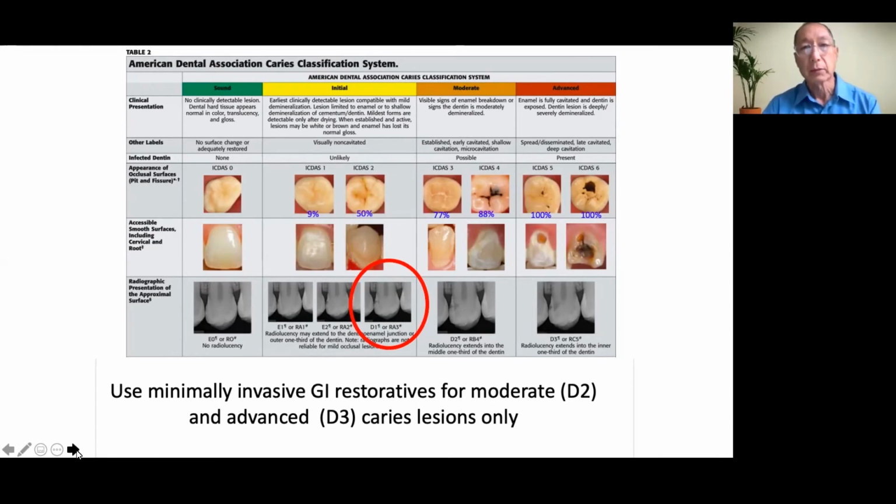So the ADA Council of Scientific Affairs came out with a paper saying that it is unlikely to have infected dentin. Another way to say it is it's unlikely to be fully cavitated, because if there's any remaining enamel, the bacteria can't get into the dentin. So my pet peeve is to refrain from cutting the D1 lesion that just penetrates the DEJ.